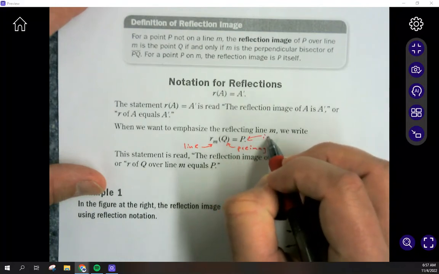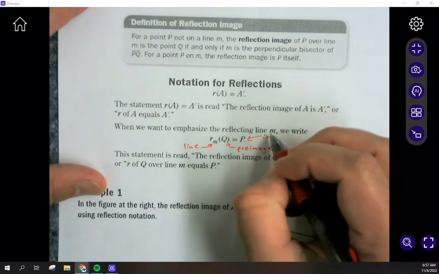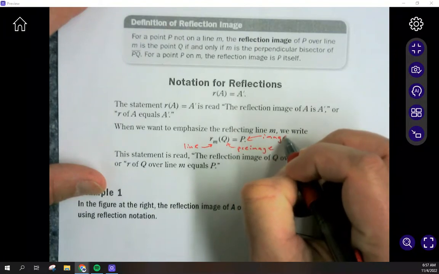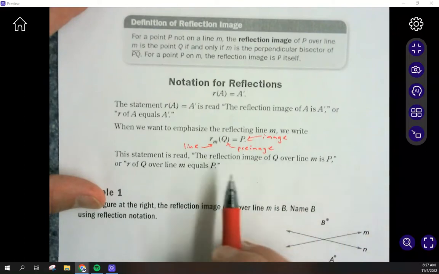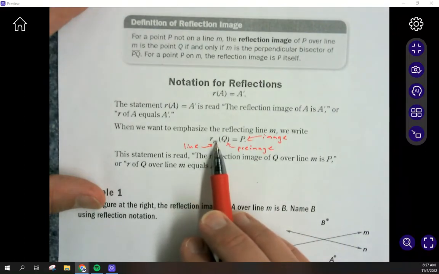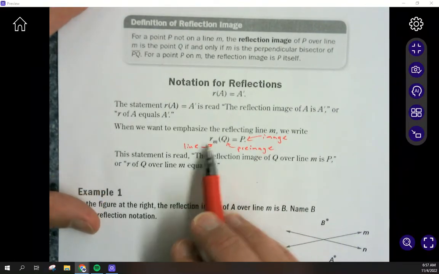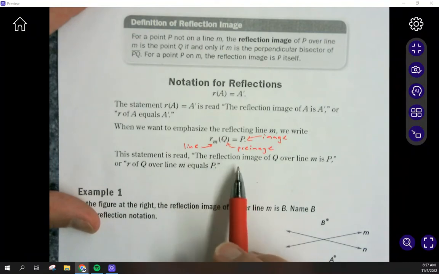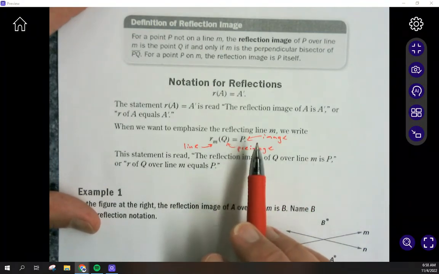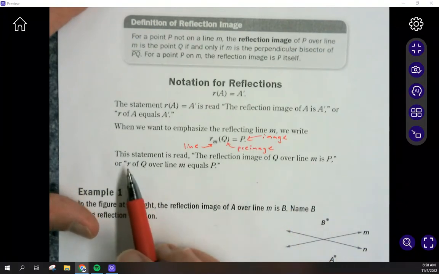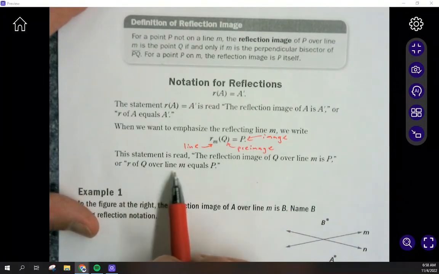And then this is your image. Now notice they use different letters. You don't have to. This could be Q with the little marking. But it's important to see this is the line that we're reflecting it over. So this statement is read, the reflection image of Q over line M is P. Or R of Q over line M equals P.